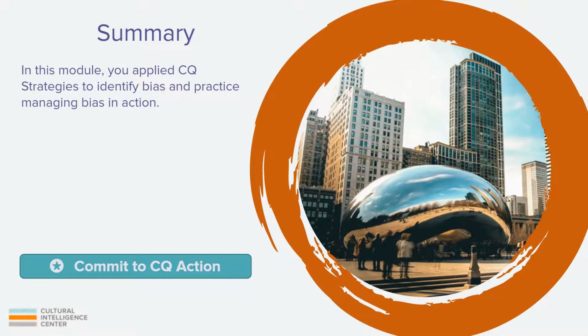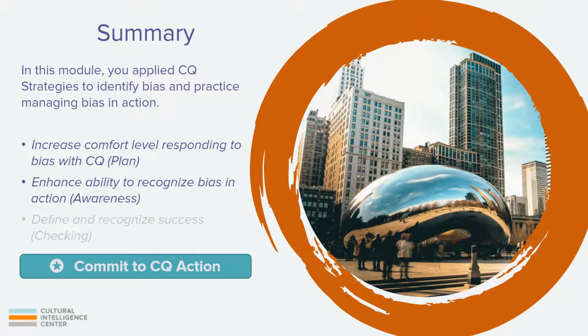In this module, you practiced the skills for planning, awareness, and checking to apply CQ strategy to managing bias. Unconscious bias will never go away, but the deliberate effort to plan for how it influences individual interactions and institutional-wide systems will help to keep bias in check.